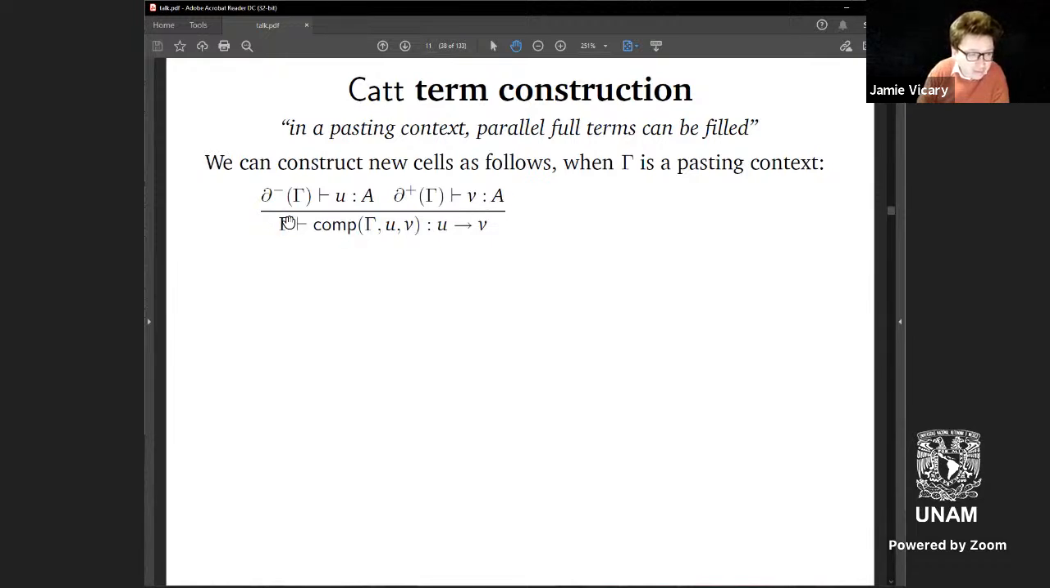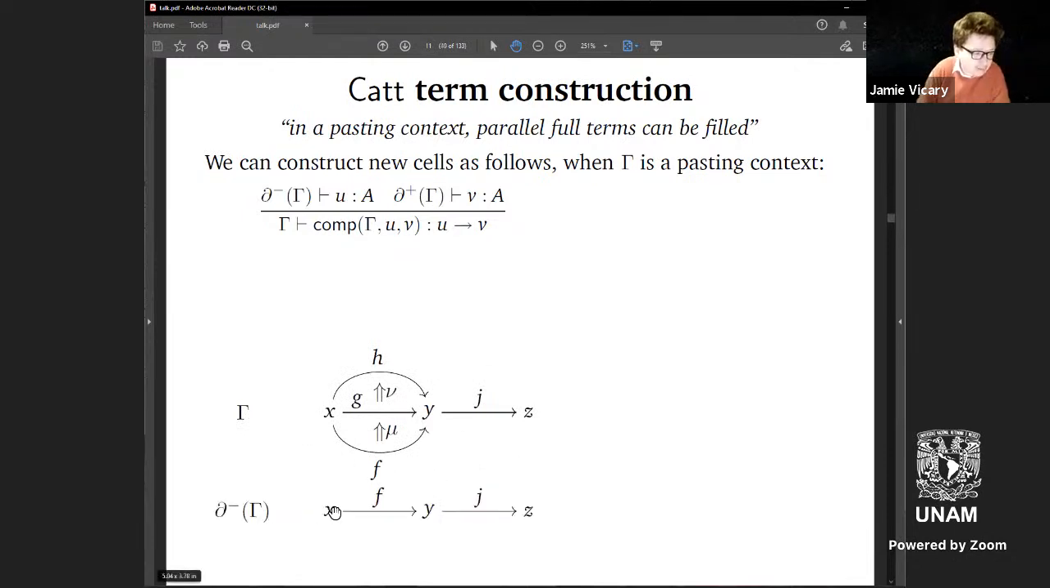Then in gamma, the whole pasting context, we get a composite term in the Hom set from U to V. So if you're not used to type theory, it seems like a funny notation, but you've got to accept it's pretty compact. So let's see an example. This was our pasting context from before. This was its lower boundary, delta minus gamma.